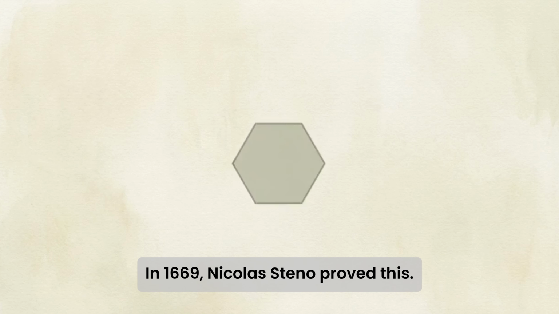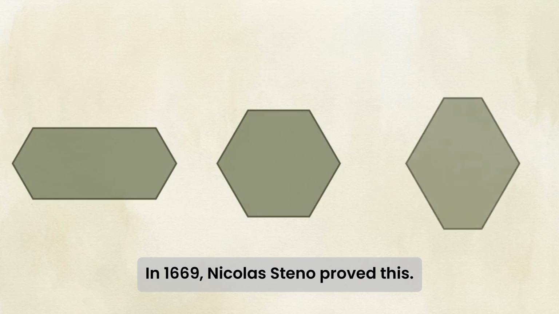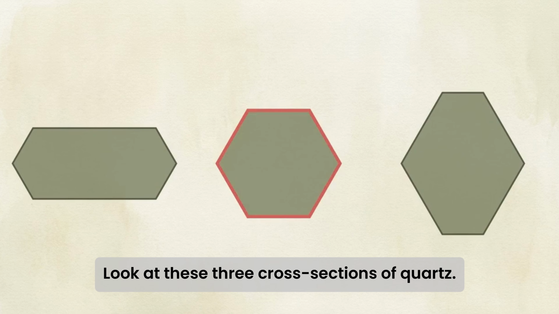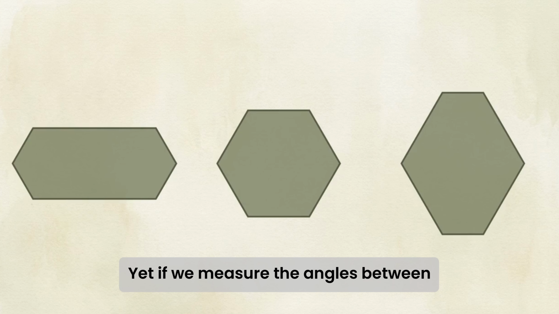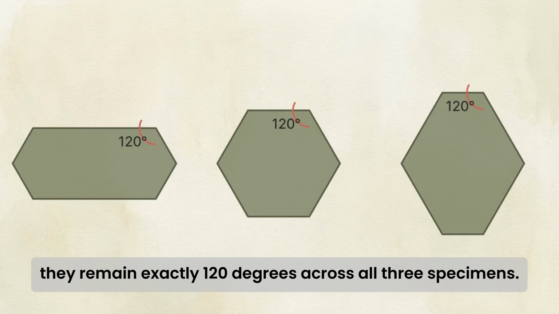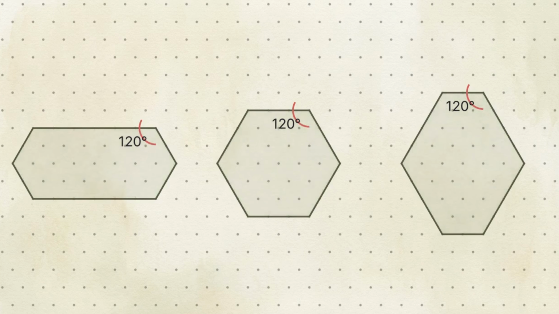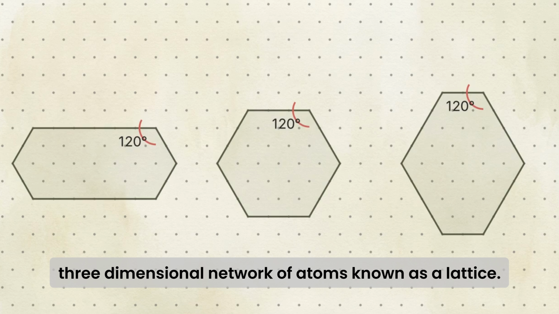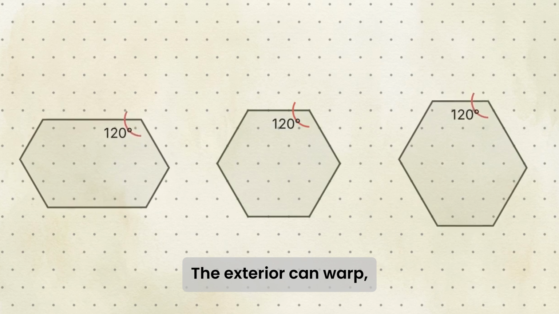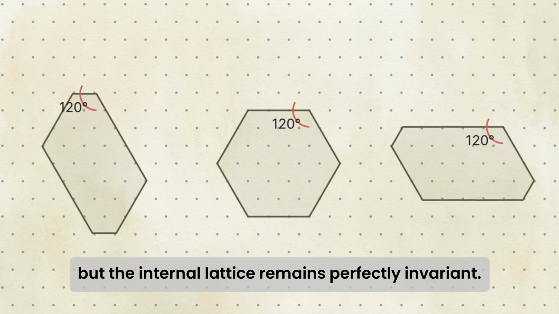In 1669, Nicholas Steno proved this. Look at these three cross-sections of quartz. One is perfectly formed, and two are highly distorted. Yet, if we measure the angles between corresponding crystal faces, they remain exactly 120 degrees across all three specimens. Steno's law holds true because the macroscopic shape is building upon a repeating three-dimensional network of atoms, known as a lattice. The exterior can warp, but the internal lattice remains perfectly invariant.